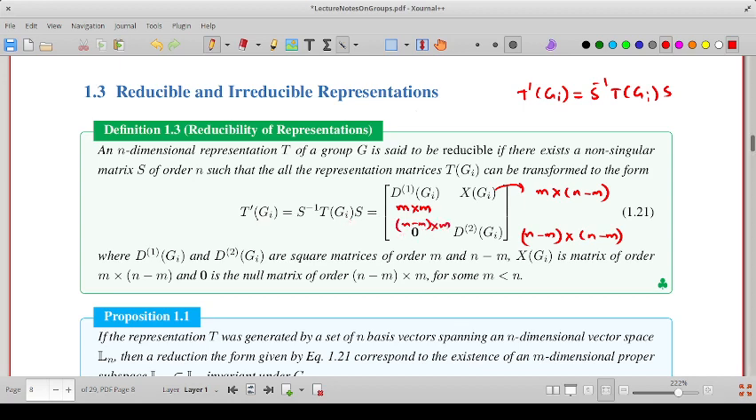And if for all group elements Gi, the matrix T'(Gi) constructed this way has the same structure with the same value for m, then the representation T is said to be reducible. So the conditions are that there should exist a non-singular matrix S so that we can construct this matrix T', and for all Gi, the elements of the group G, the matrix T' constructed this way should have this same form for all Gi. In that case, we say that the representation T is a reducible representation.